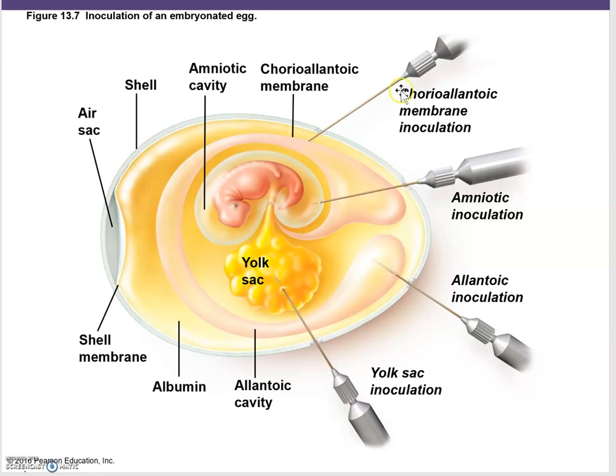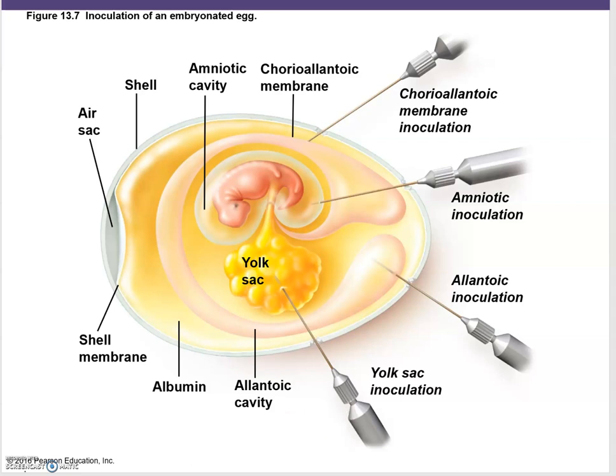And there are some shown right here. Amniotic inoculation is very common, but you can also do the yolk sac or any of the other sites where the syringes are shown here. And then the viruses will grow on the membrane at the inoculation site.